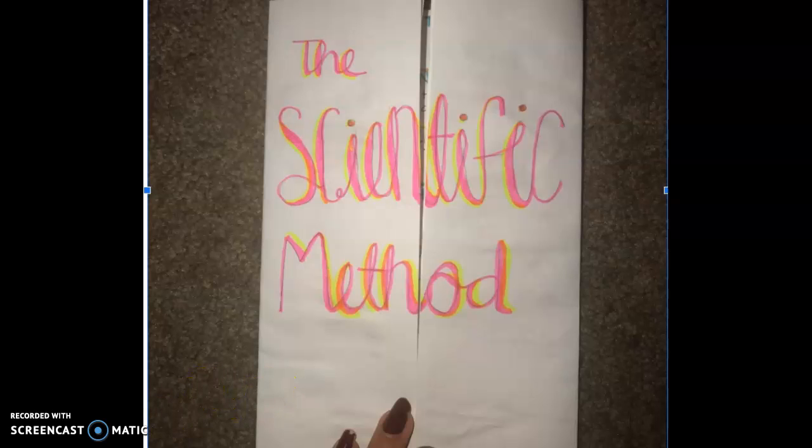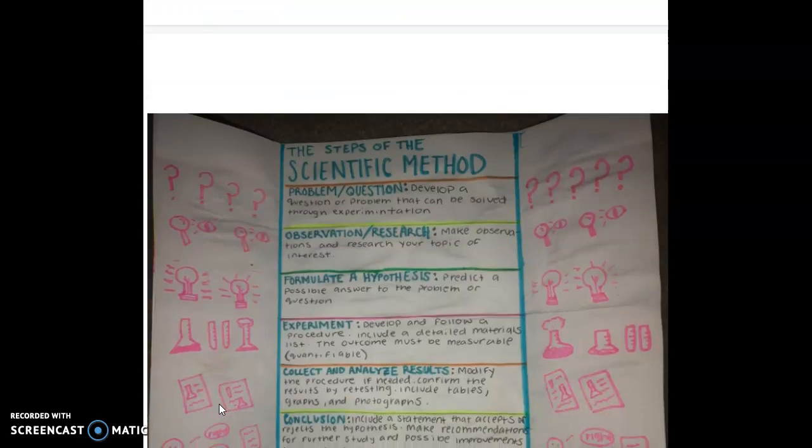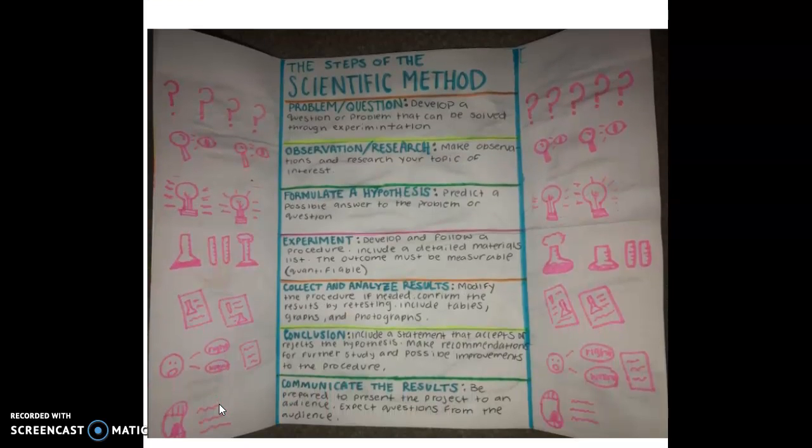So I created a foldable today to kind of help you guys, and we're all going to be creating this foldable today to kind of remember what the scientific method is, what the steps are, and how you can use it in the future. So going to the first picture, when you open up this foldable that I made, you will be writing these steps in your own foldable, and they go over the 7 steps of the scientific method.